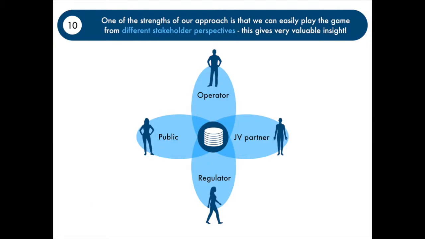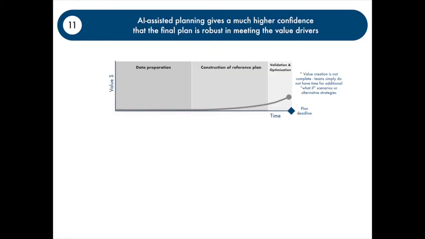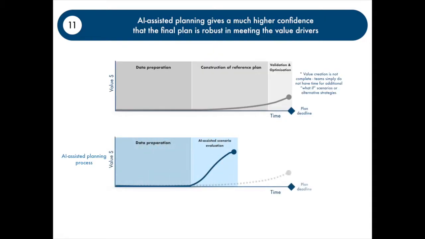This simplified example shows the strengths and flexibility of our approach. We can very easily change the inputs and the rules of the game to reflect different constraints, uncertainties, and value drivers. One of the interesting elements is that we can play the same game from different stakeholder perspectives, which gives valuable insights. Our Game AI approach speeds up the business planning process with orders of magnitude and gives planning teams the support they need to prepare much better and more robust plans.